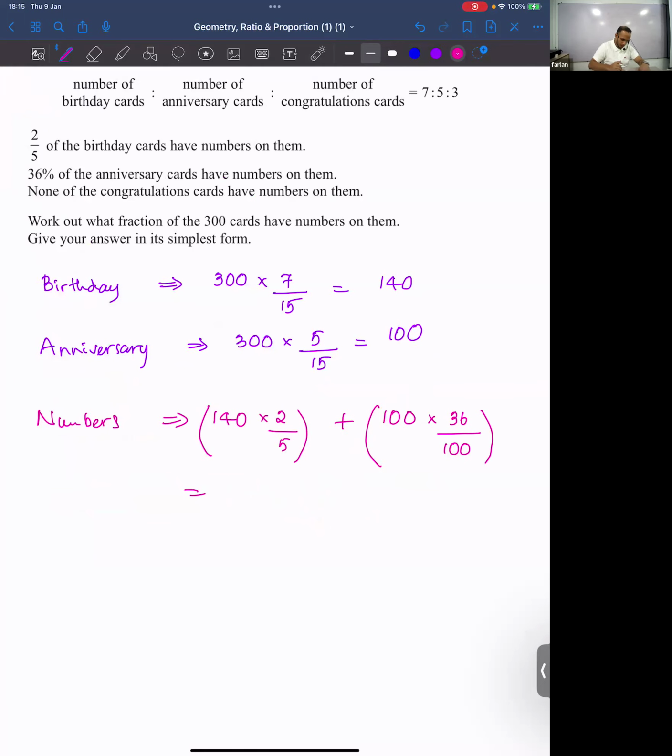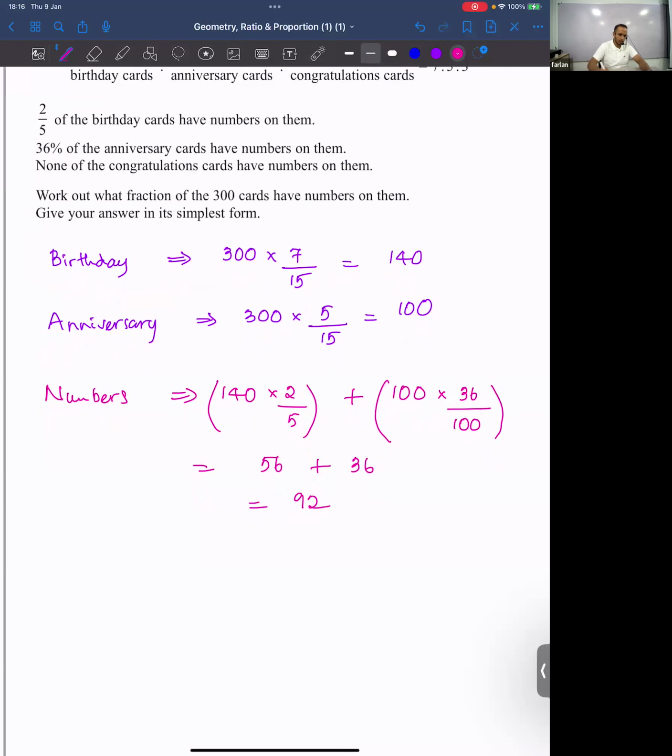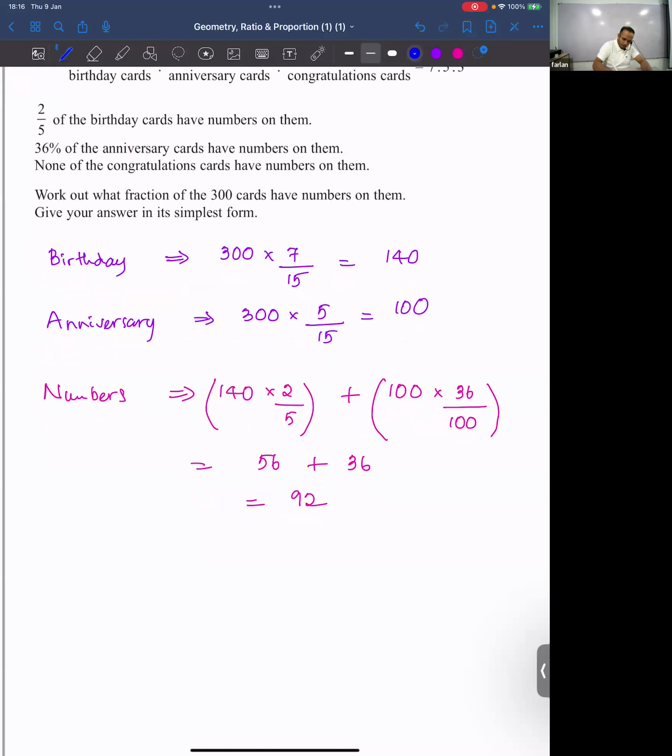So the number of cards with a number on them will be 140 into 2/5, that is 56. 100 into 36%, that is 36. 56 plus 36 is 92. 92 cards in total have a number on them. So the question is finally, work out what fraction of the 300 cards have a number on them. Give your answer in its simplest form. So the final answer will be 92 over 300. And when you simplify this, it's 23 over 75.